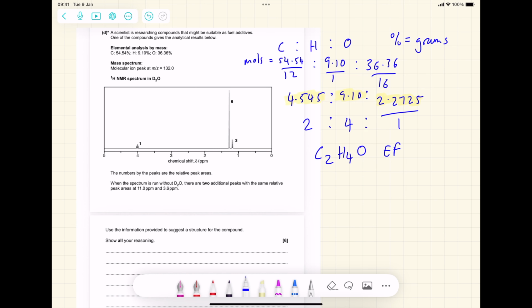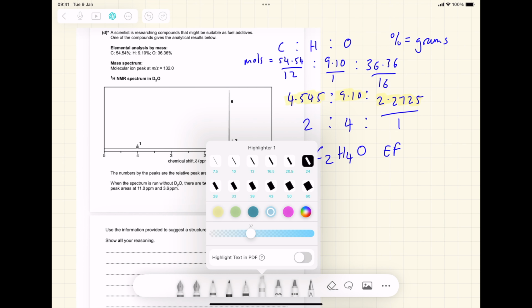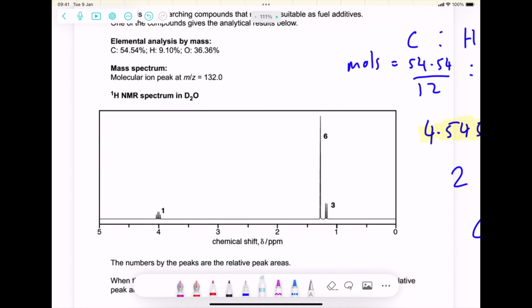But that's the empirical formula. What we need is the molecular formula so we can see the actual number of carbons, hydrogens and oxygens in the molecule, which we will then use alongside the NMR to identify the different hydrogen environments. So how can I get the molecular formula from the empirical formula data? Well, for that, I'm going to use the mass spectroscopy information provided, which is just highlighted in blue there.